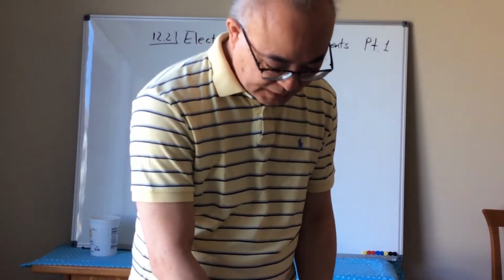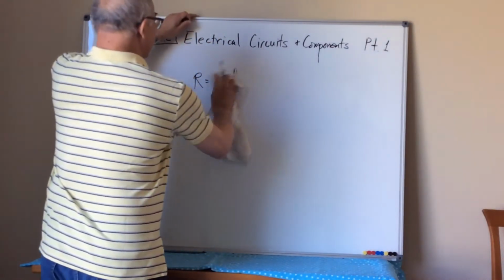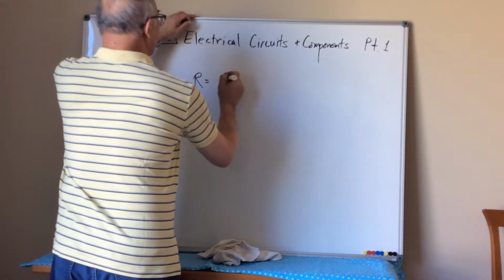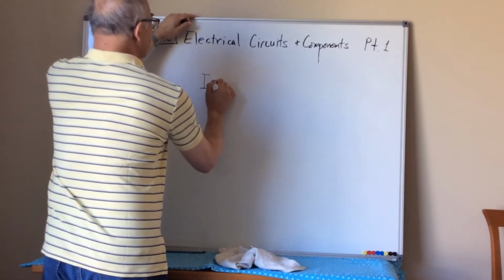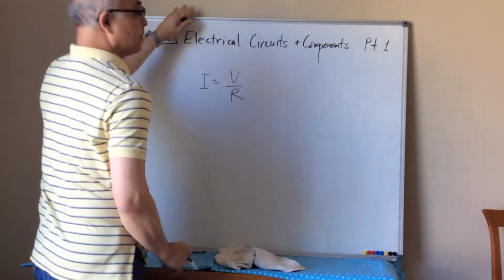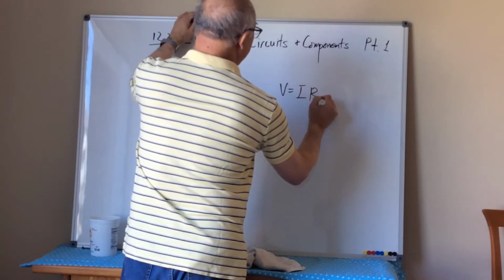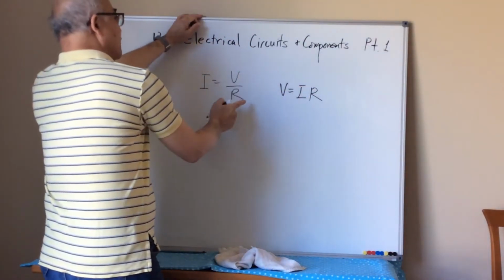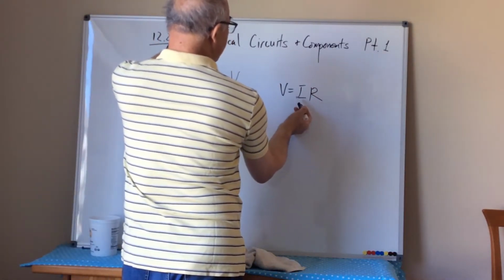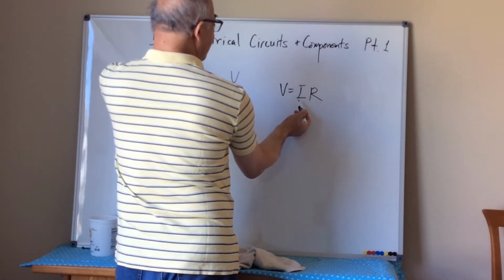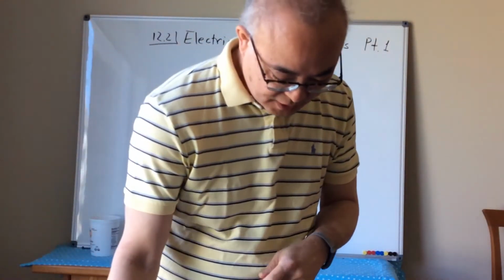Now we talk about Ohm's law. Current is equal to V divided by R, and you can also write this as V is equal to IR. Current is equal to the voltage divided by the resistance. Resistance is in ohms, current is in amperes, and voltage is in volts. Okay, so that's how we do that.